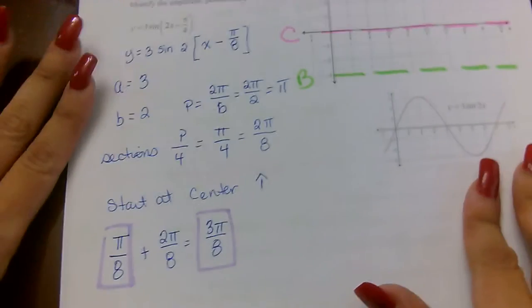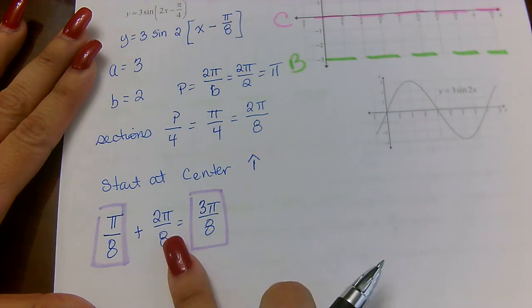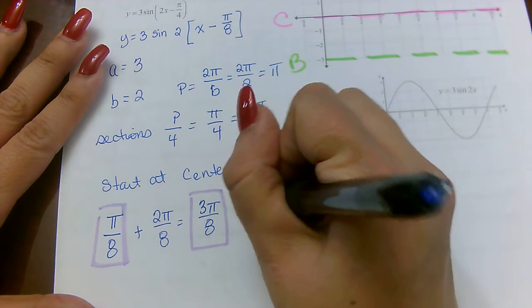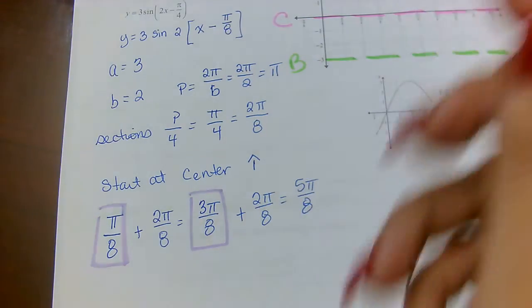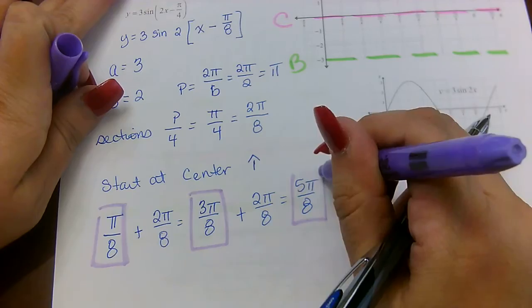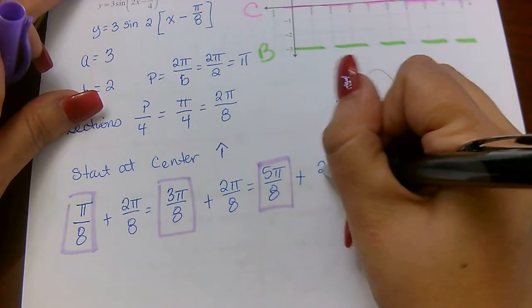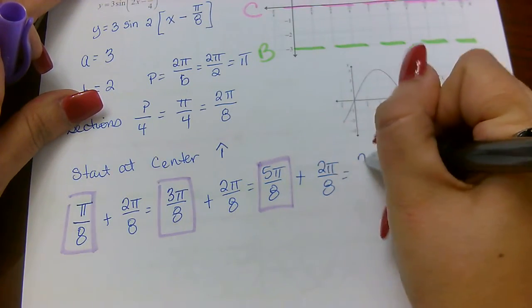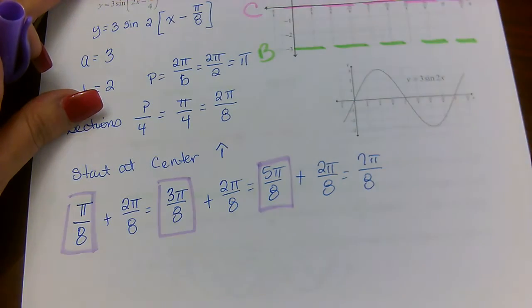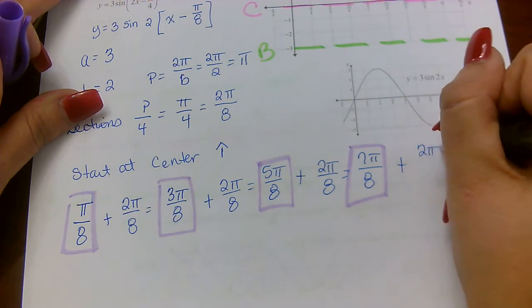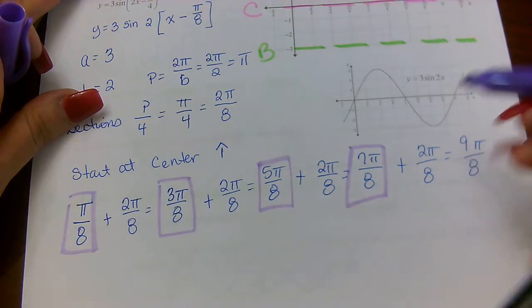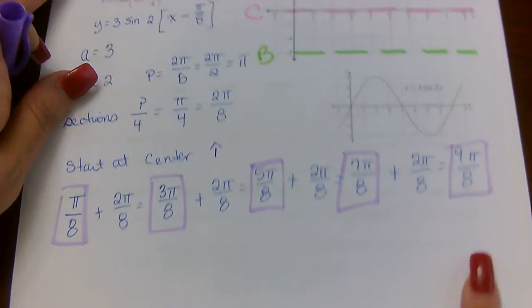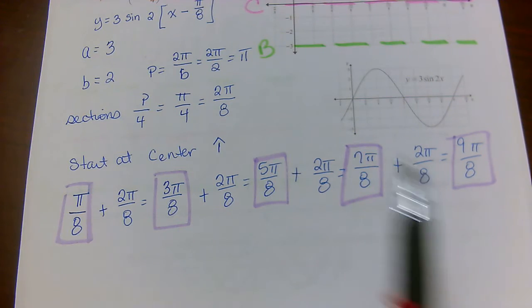Okay, we're going to continue that until we have all 5 points and 4 of these sections in between. So plus 2 pi over 8, that's going to be 5 pi over 8. Okay, that's going to be highlighted. Plus 2 pi over 8, that's going to be 7 pi over 8. That point will be highlighted. Plus 2 pi over 8, that will be 9 pi over 8. That will be highlighted.